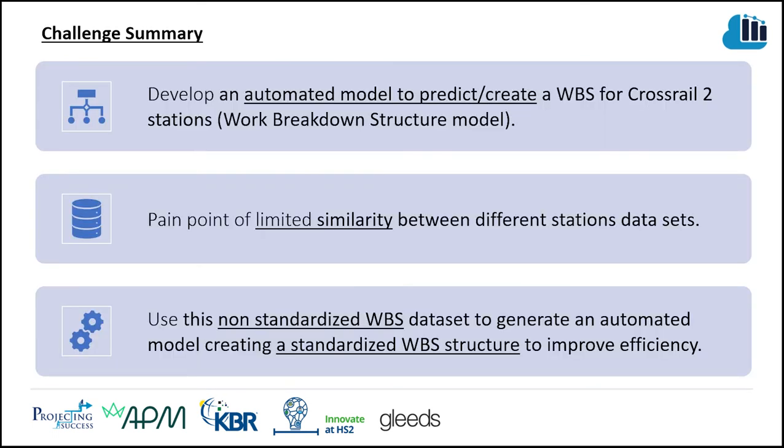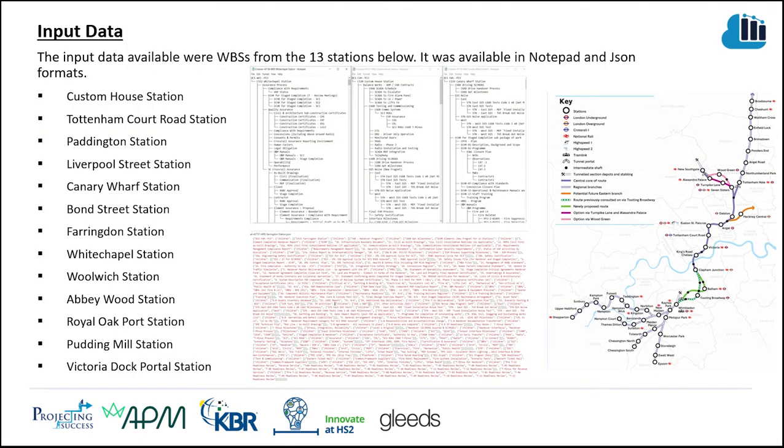Challenge summary. The idea was to create an automated model to predict or create a work breakdown structure for Crossrail 2. One of the major pain points of this challenge was the limited similarity between the different data points available. The idea was to create a standardized work breakdown structure using all this non-standardized work breakdown available to improve the efficiency.